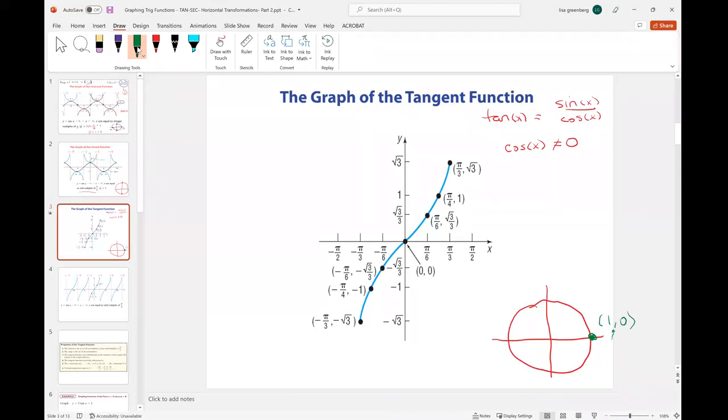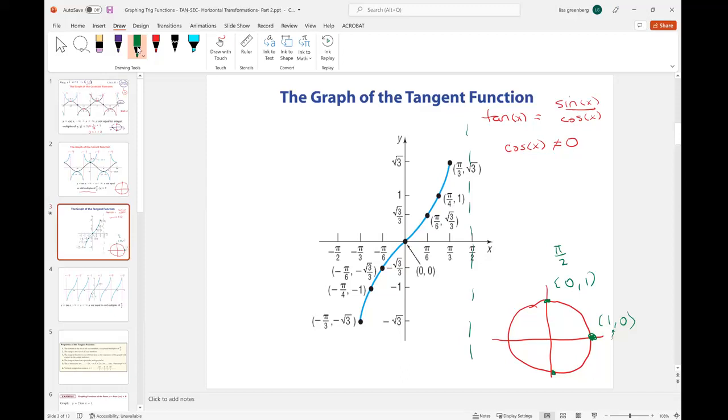How about up at pi over 2? It's (0, 1), so cosine is 0. Again, cosine can't be 0, which means that at pi over 2, we have to have another asymptote, right? Does that make sense? Yeah, that makes sense.